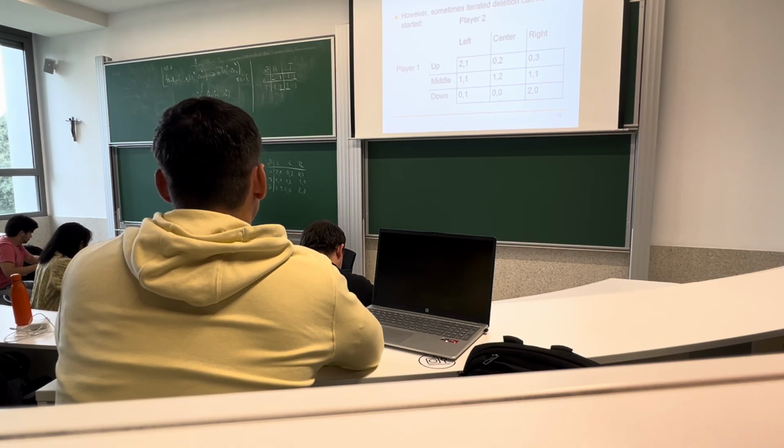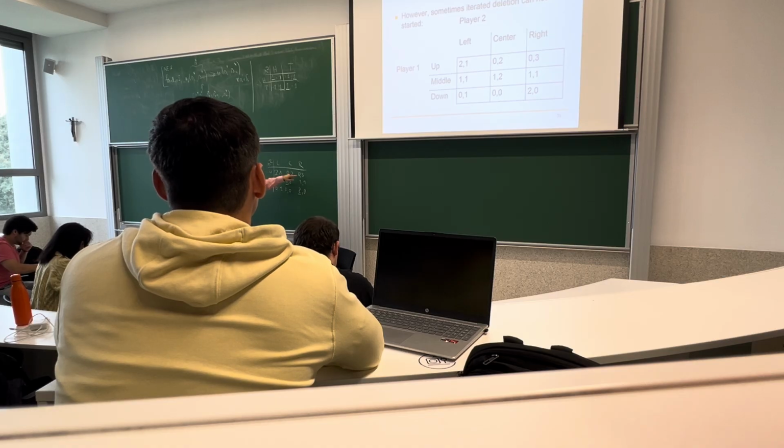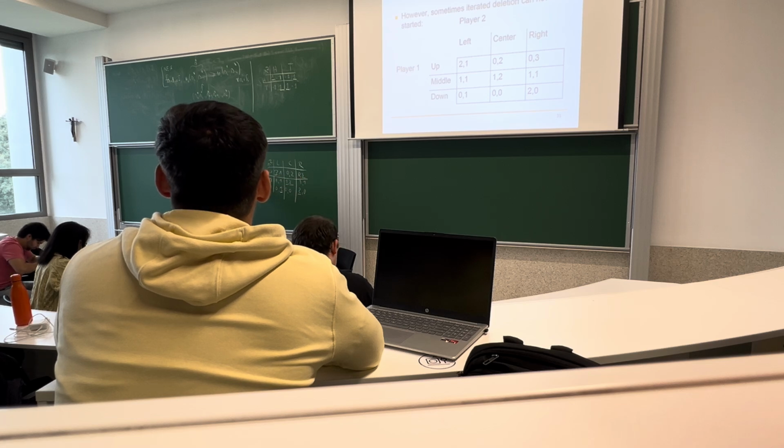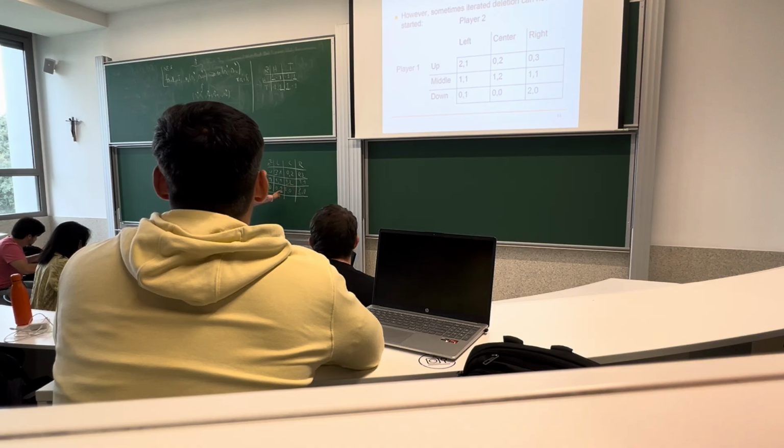If player 2 chooses left, player 1 chooses up; if you choose center, you choose right; say you choose middle, you choose down. If player 1 chooses up, player 2 chooses right; here he chooses center, and here he chooses left. Okay, so you see for each player, here B is the best reply, here M, here U. Here R is a best reply, here C, here L.